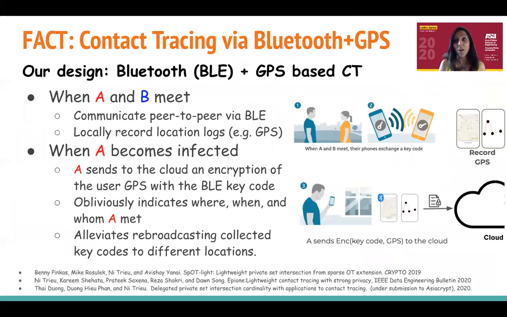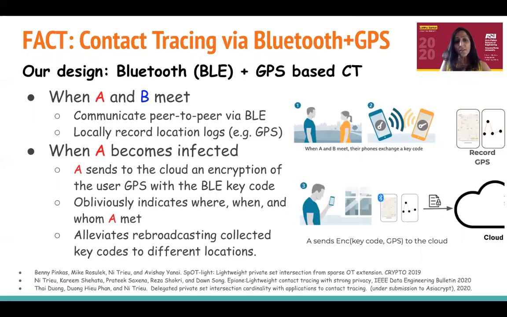So let's look at the contact tracing aspects. Here again, A and B are two parties. When they meet, they're going to share in a peer-to-peer fashion their Bluetooth key codes, and their phone also locally records their location lengths. So when A becomes infected, now A is going to share its GPS location hashed with its Bluetooth key code, and because of the timing logs, the server can actually obliviously figure out when, where, and whom A met, right? So this alleviates the rebroadcasting attack or the replay attack.